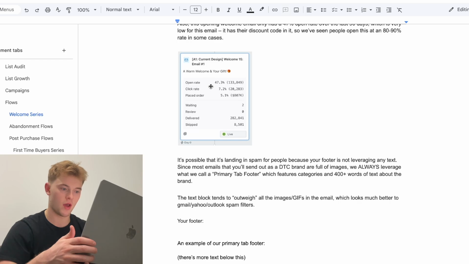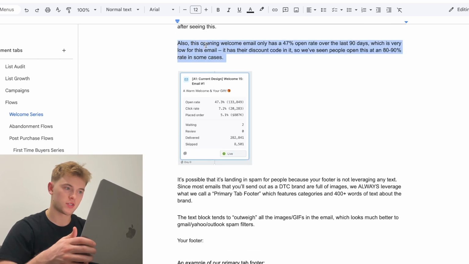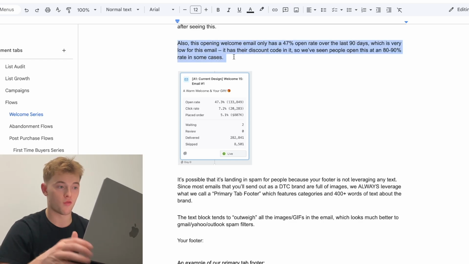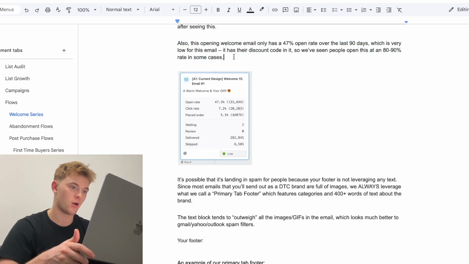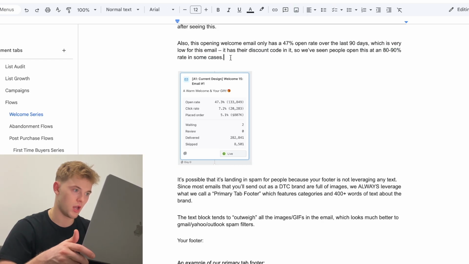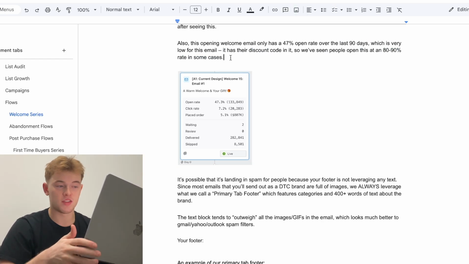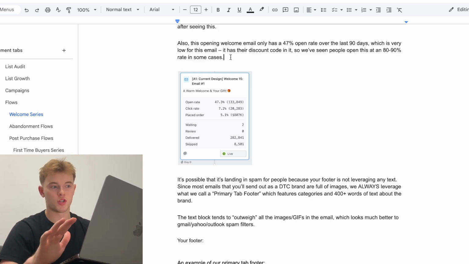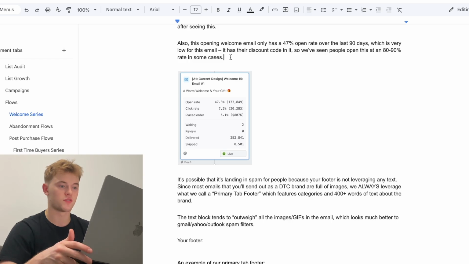So yeah, we went over that with them. And then the other thing is that this opening welcome email only had a 47% open rate over the last 90 days, which is super low for an opening welcome email. We've even seen this email get 80 to 90% open rates in some cases. I don't think you should expect that ever, but in some cases we've seen that happen.